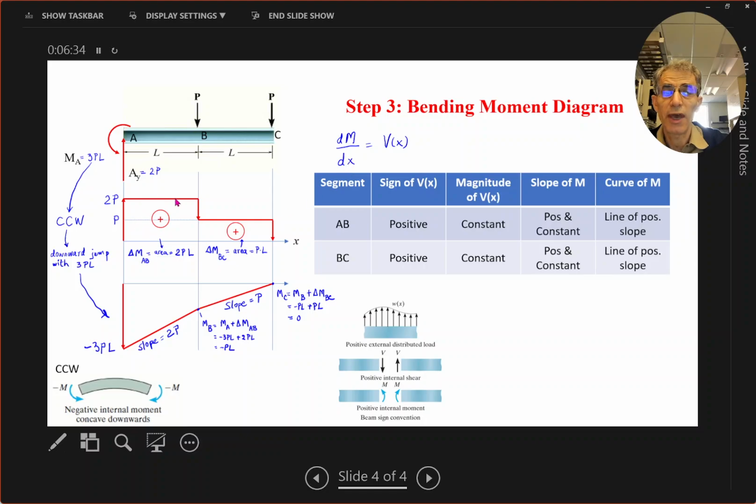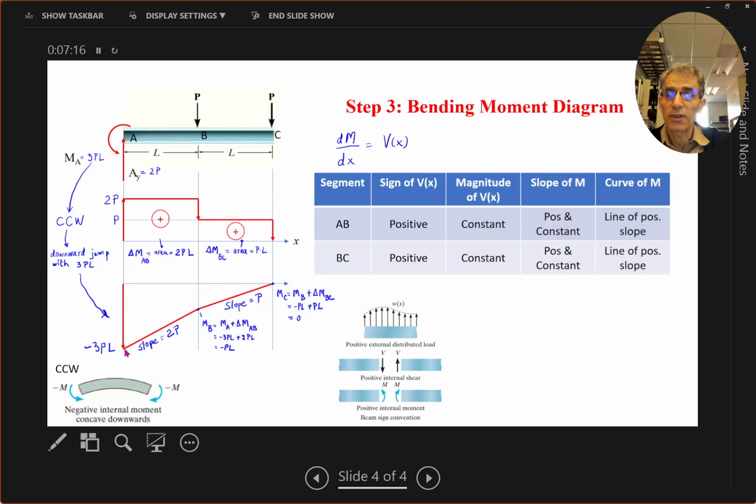In this segment, we have V of x is not zero like W of x was in the previous slide. So this time we have to look at the sign of V of x, and we also have to look at the magnitude of V of x. The sign is positive and the magnitude, as you can see, is constant there. That tells us that the slope of this bending moment is supposed to be positive and constant, which I put here. If the slope is constant, it means it's a line, and that line has a positive slope. That's what it tells us.